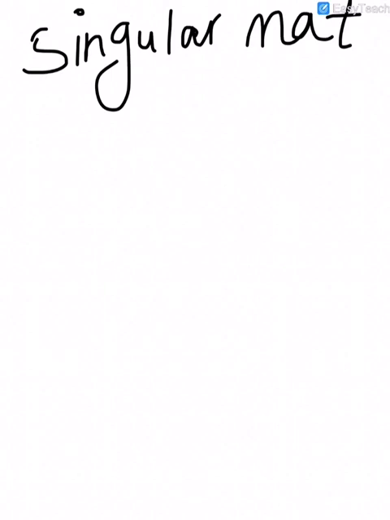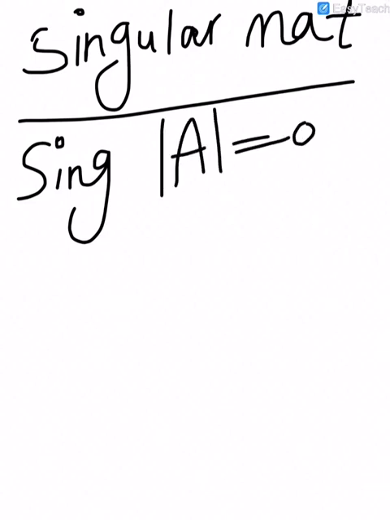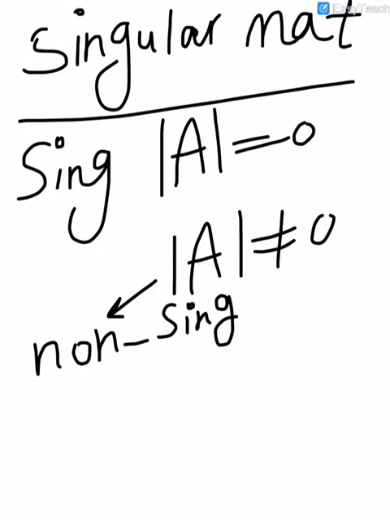What is a singular matrix? A singular matrix is a matrix whose determinant is 0. If the determinant is not equal to 0, we call the matrix non-singular, or the matrix is full rank.